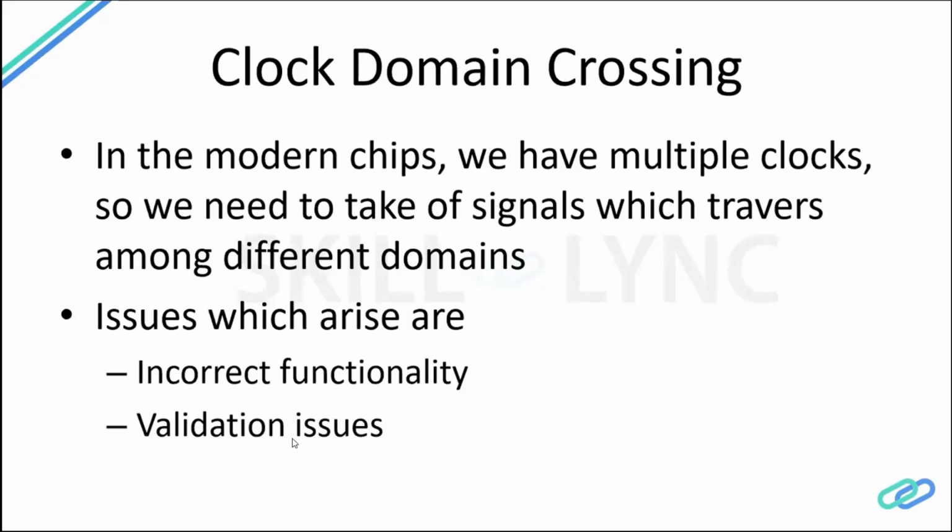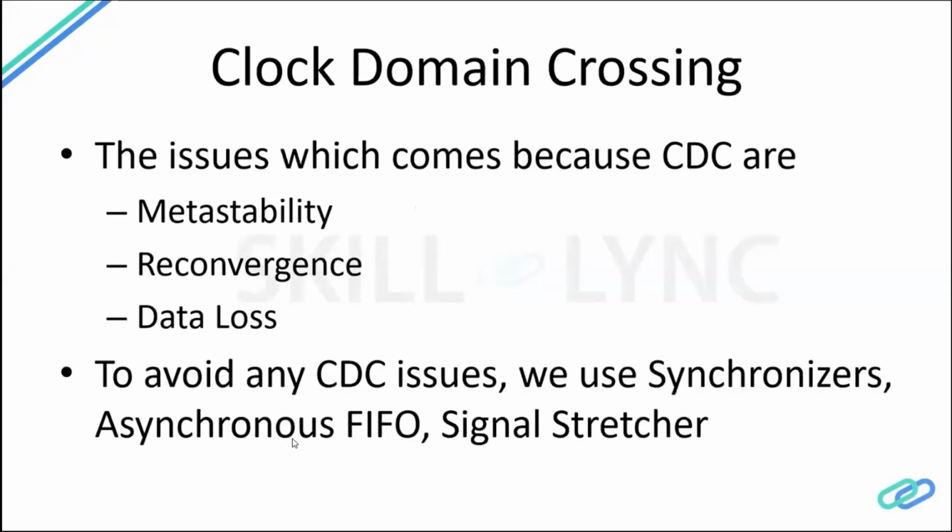So what will happen if a signal traverses from one clock domain to another clock domain is we might have incorrect functionality. We might have validation issues. We will not be able to see whether the data which is coming is correct, or whether incorrect data is coming or not. So major issues which come with CDC are metastability, reconvergence, and data loss.